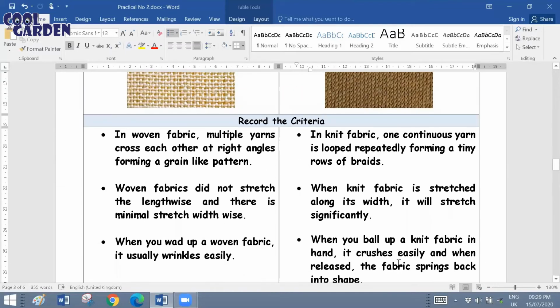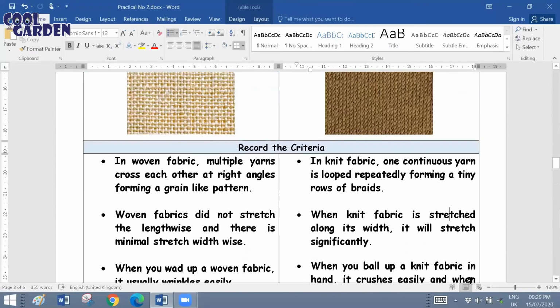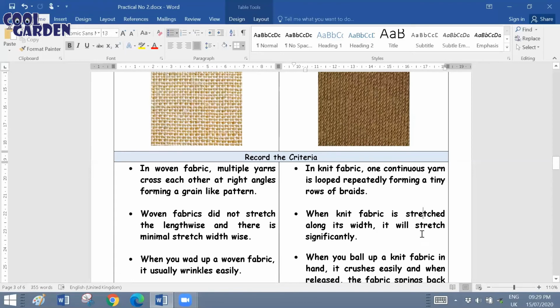So with this point, what you have to understand is this knitted fabric, if you try to squeeze it as a ball in your hand, and when you release it, you'll notice that it will go back and retain its original shape, and so you will not find much wrinkles in knitted fabrics. So this is what you are supposed to write down.